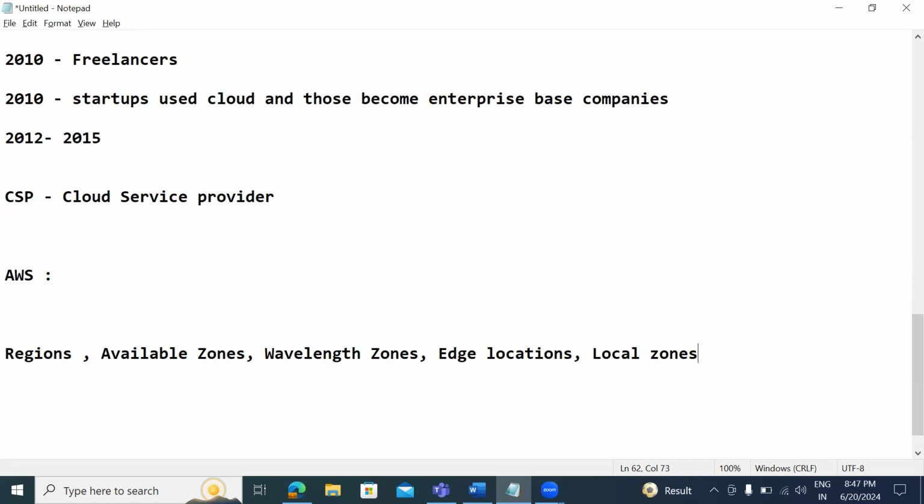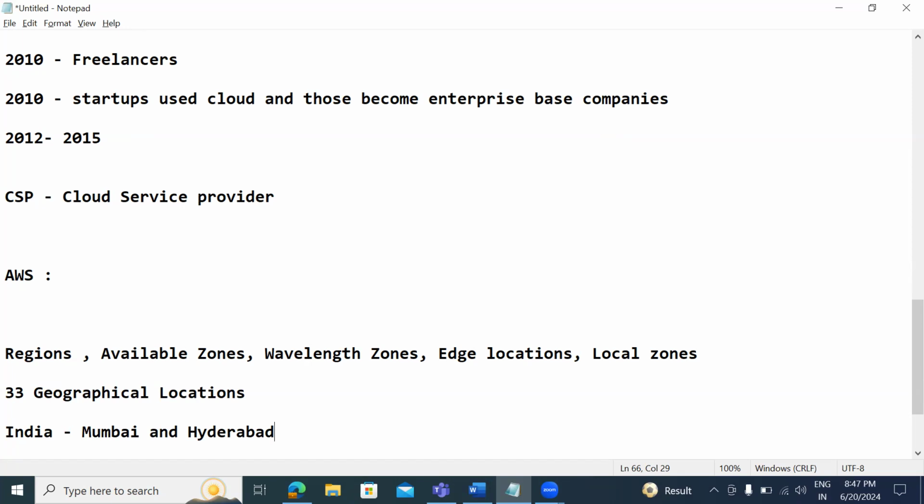Any idea how many regions AWS has globally? Can you guess? AWS has 33 geographical locations. Can you guess where we have them in India? In India, AWS started in 2016 in Mumbai, and the next one is in Hyderabad. So in India we have Mumbai and Hyderabad.